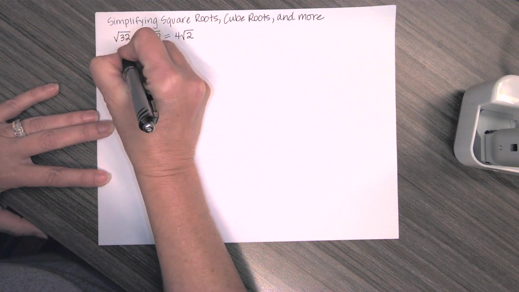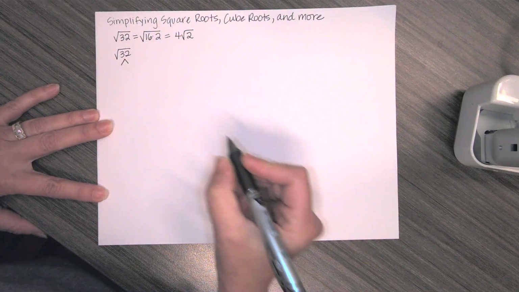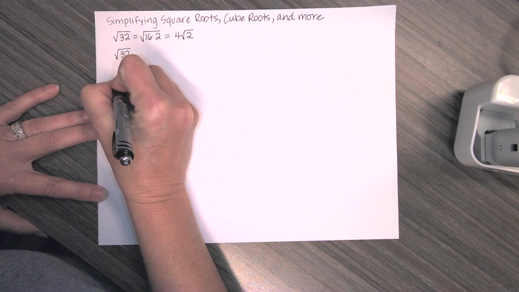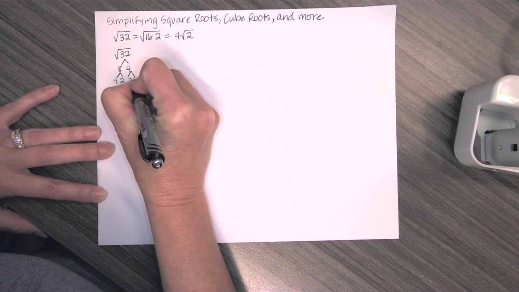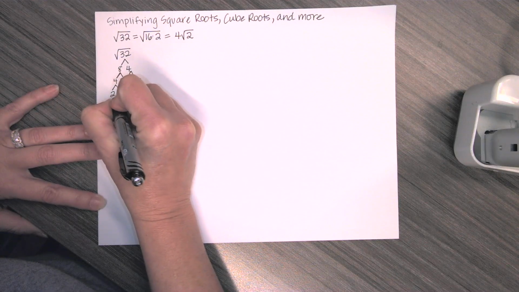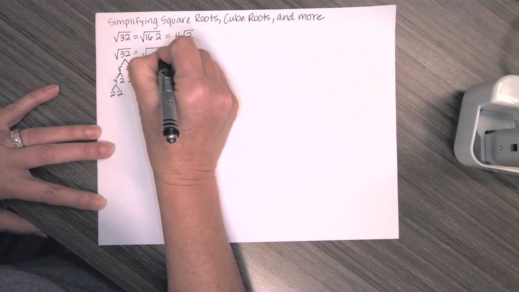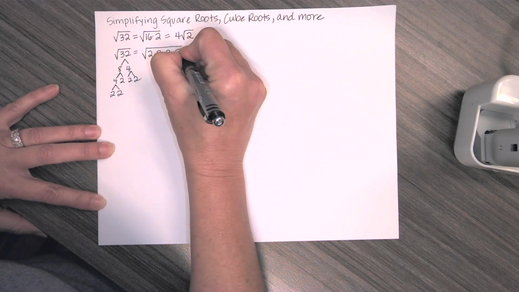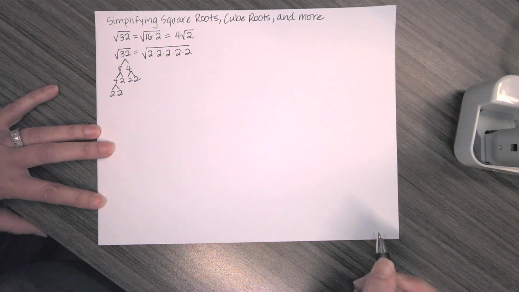Let's take 32 again, and let's break it down to its prime factorization. So I'm going to do a factor tree, breaking it all the way down until I get to prime numbers. And it just so happens to be 5 2's. 2 to the 5th power is 32. So that's the prime factorization for 32.